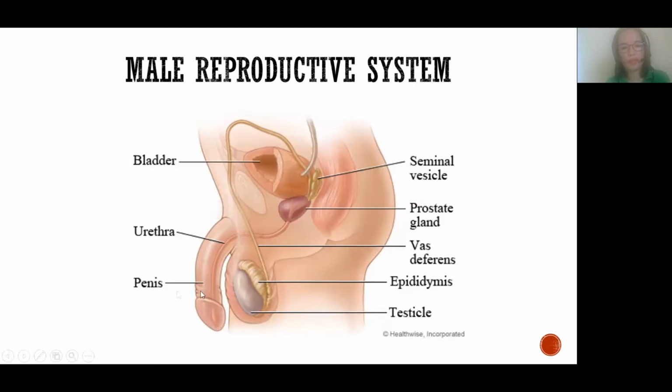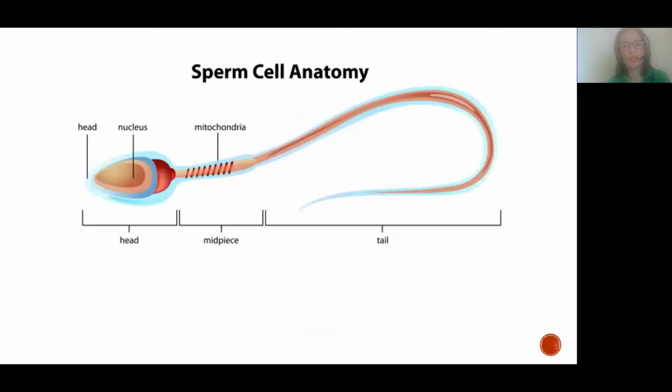So these are the parts of the male reproductive system. You have here the penis, the testicle, plural testes, singular testis. You have the epididymis, vas deferens. You have here the prostate gland, seminal vesicle, and of course, urethra. Okay, so what are the roles of these parts in the sperm cell before it will be deposited to the vagina of the female?